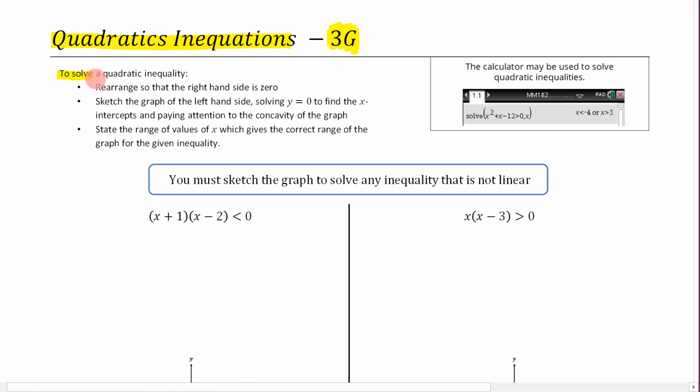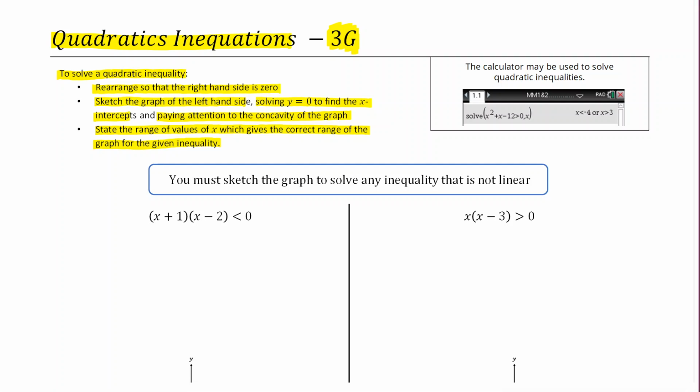It says, to solve a quadratic inequality, you need to first rearrange so that the right-hand side is 0. Sketch the graph of the left-hand side, solving y equals 0 to find x-intercepts, and paying attention to the concavity of the graph. Then, finally, we need to state the range of values of x which gives the correct range of the graph for the given inequality. Now, as always, whenever you're just reading through instructions before diving into actual examples, it seems a bit abstract, so don't stress out if you're reading that and you have no idea what it even means. Once we go through some examples here, this will make far more sense.